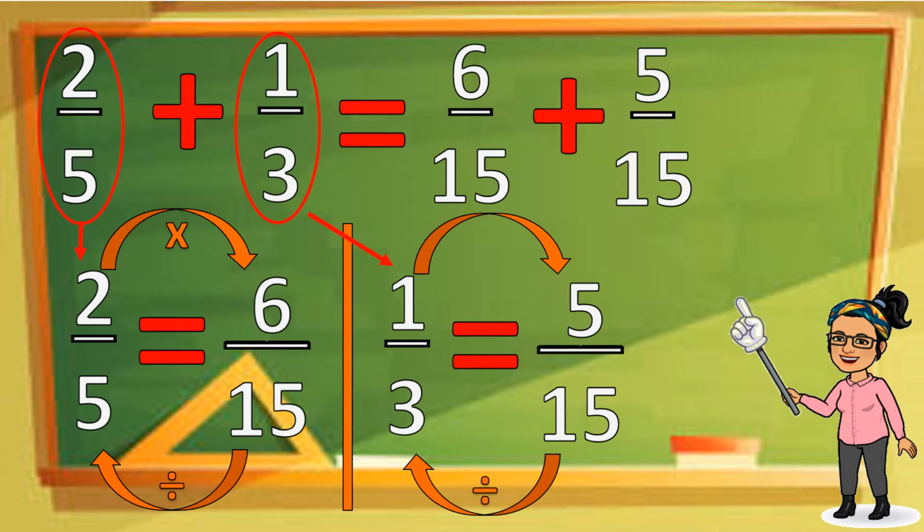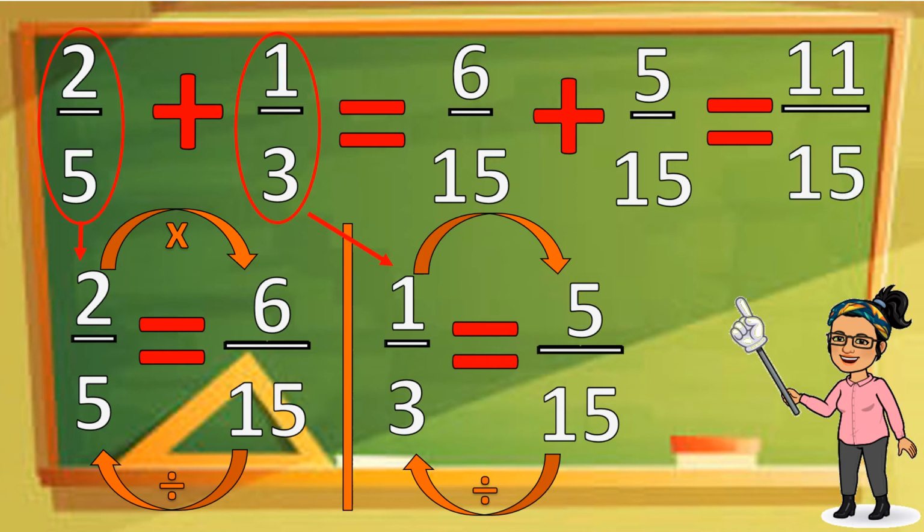Now as you can see, these are now similar fractions. So we can just add the numerators now. So 6 plus 5 will get 11. And then we just copy the common denominator, 15. Now 11 over 15 is already in its simplest form. Why? Because 11 and 15 have no other common factor except 1.